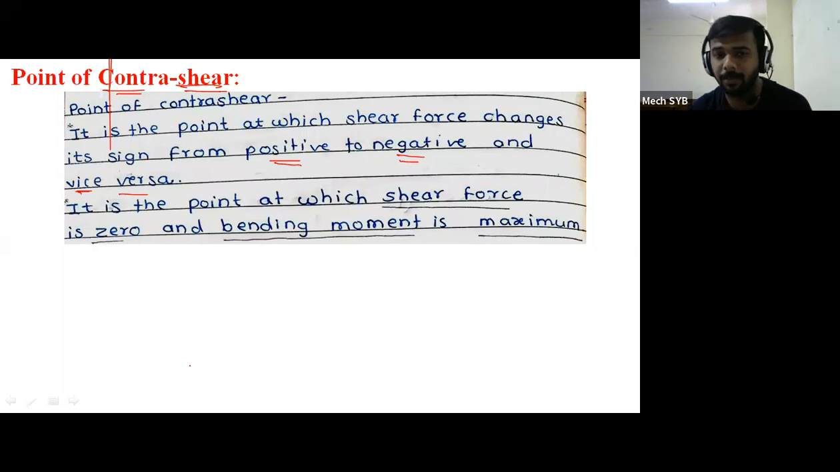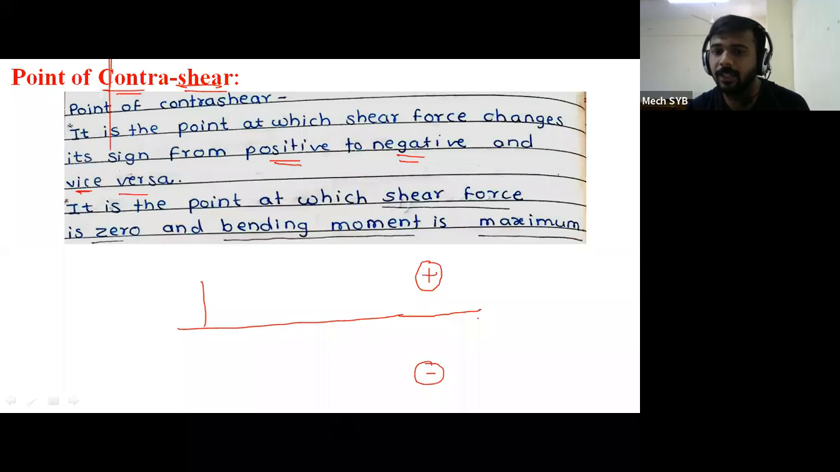कसा असेल बघा, फॉर एक्झाम्पल मी तुम्हाला सांगतो. This is the horizontal line. Okay, this is the positive region above this horizontal line. This is the positive region, this is the negative region, and this is the zero line. Okay, and suppose I have drawn one SF diagram.